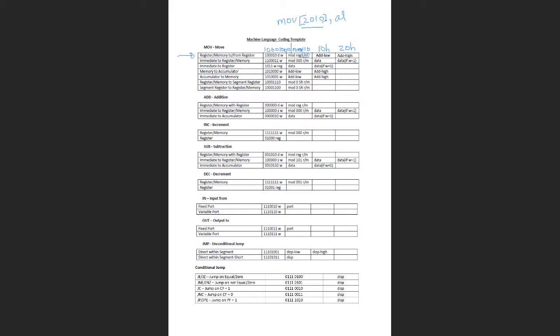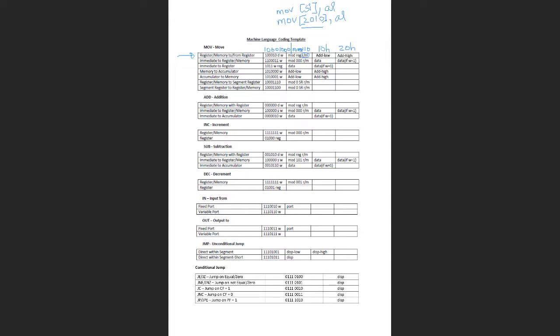But if the address is not directly given, we don't have to use this one, like we didn't use it before. For example, move. If you can remember, we use this kind of thing: move SI in square brackets, comma AL, for example.